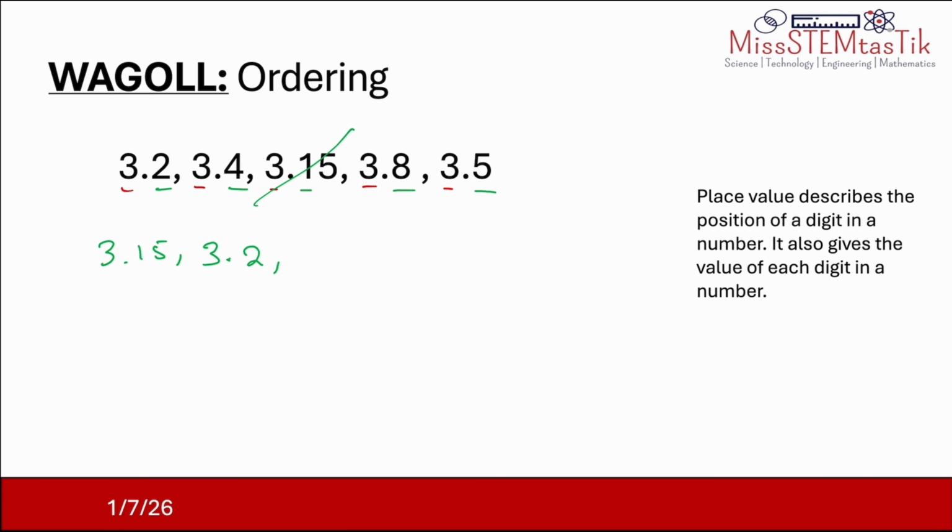So if all the numbers are the same in the first column, then proceed to the next column. And if you've got some numbers that are similar, like for example 3.4 and 3.41, then proceed to the third column.